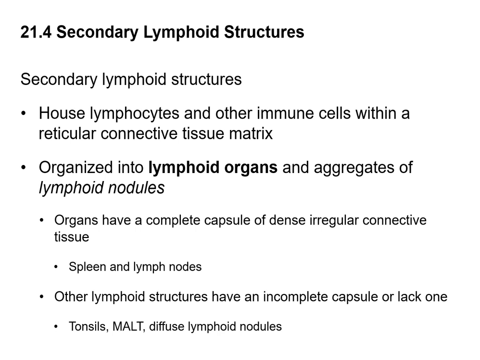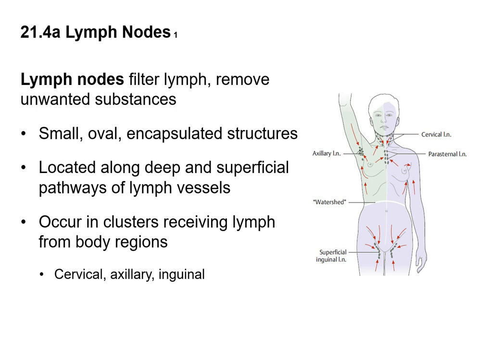So here we're going to look at specific organs. We're going to look at two in particular in this part: lymph nodes and the spleen. And then in a future part, we will continue by looking at something called lymphoid nodules. So first one here is the lymph node.